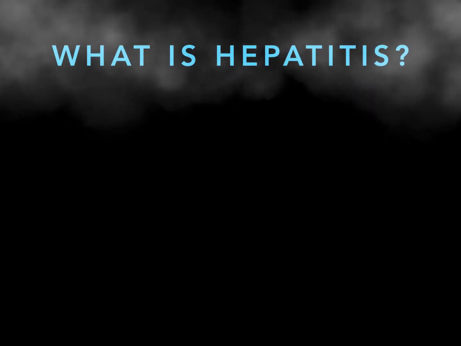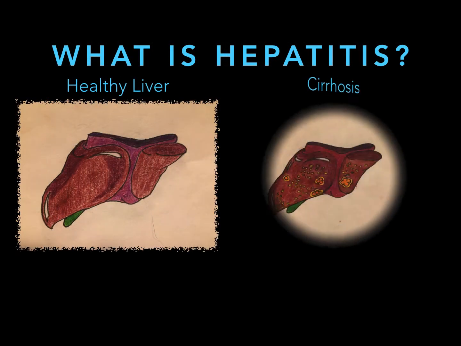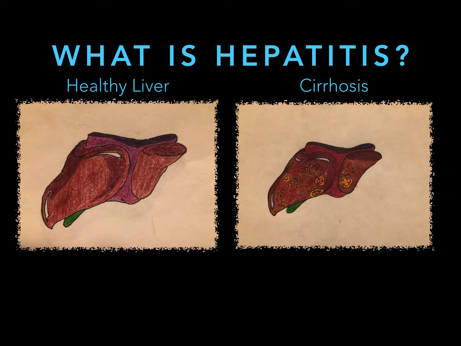Hepatitis. What is hepatitis? Hepatitis is the inflammation of the liver. The 6 different known strains of hepatitis are hepatitis A through F. Hepatitis C is the fastest growing concern among North Americans. For this presentation, we will be focusing on hepatitis C.